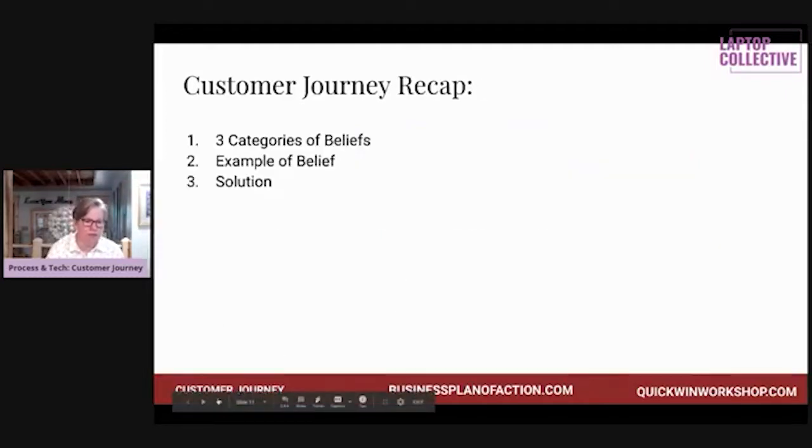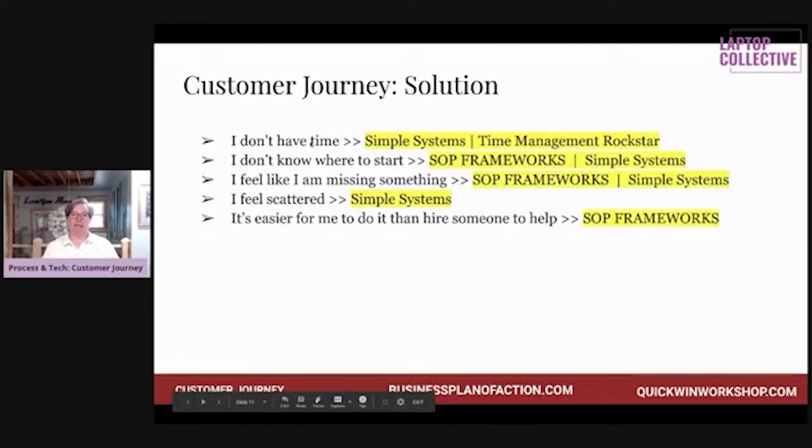All right. So I gave you an example of the belief in really each one of the categories. So if we go back, "I don't have time." That's an external, right? It's time and money. "I don't know where to start." That's a confidence. That's going to be an internal, right? "Can I really do this?" "I feel like I'm missing something." For me, that's also an internal. That's a confidence. "I feel scattered." That's another internal. "It's easier for me to do it than to hire someone to help." I would say it could be a combination, but I'm going to say it's more an external in terms of support.